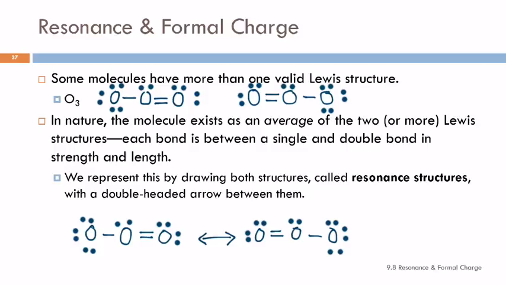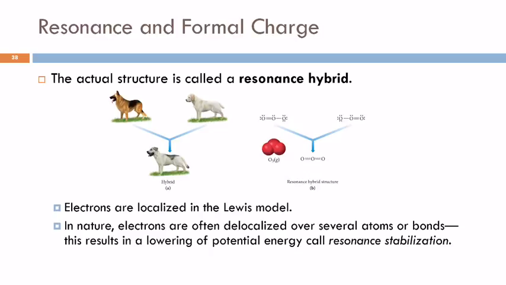So this is how we represent that. We draw both of the structures with a double-headed arrow. Sometimes there's 3 or 4. And so you just line them up and you put double-headed arrows in between them. It's a lot of work. It is a bit of work, but it's how Lewis structure gets around one of its limitations. So the actual structure is called a resonance hybrid.